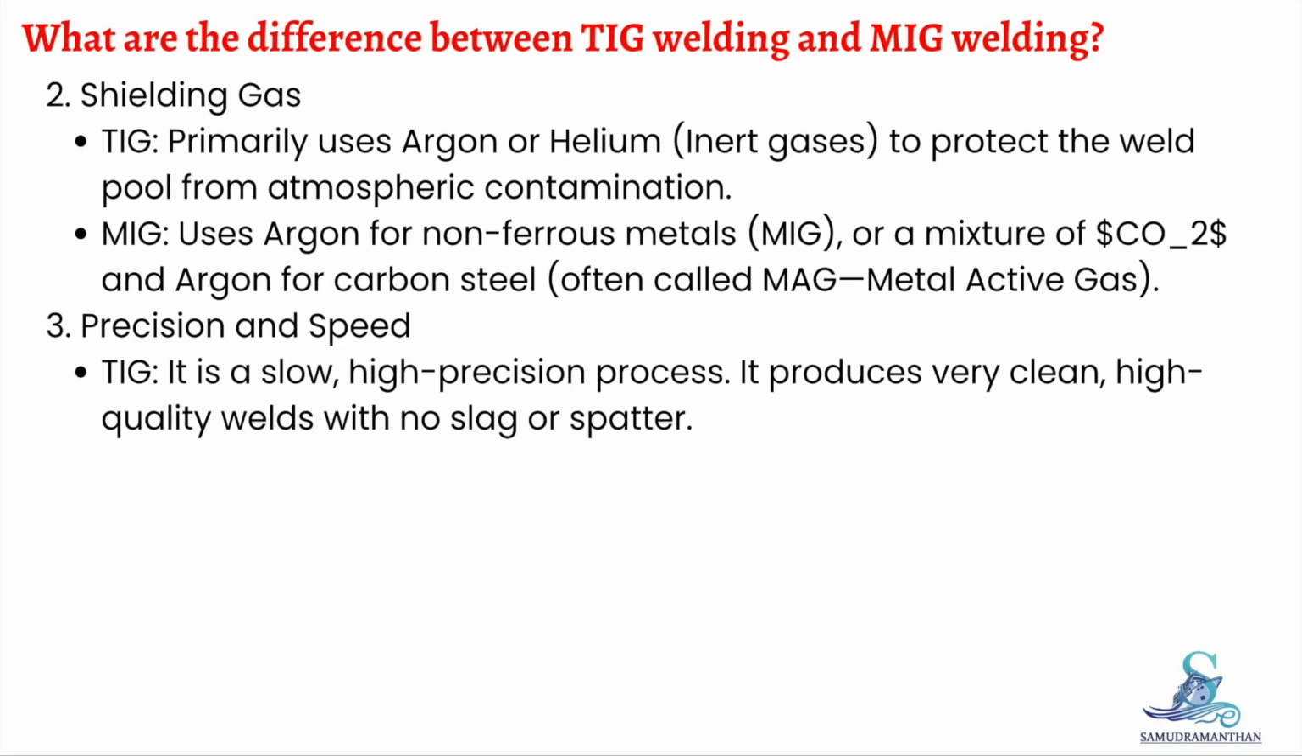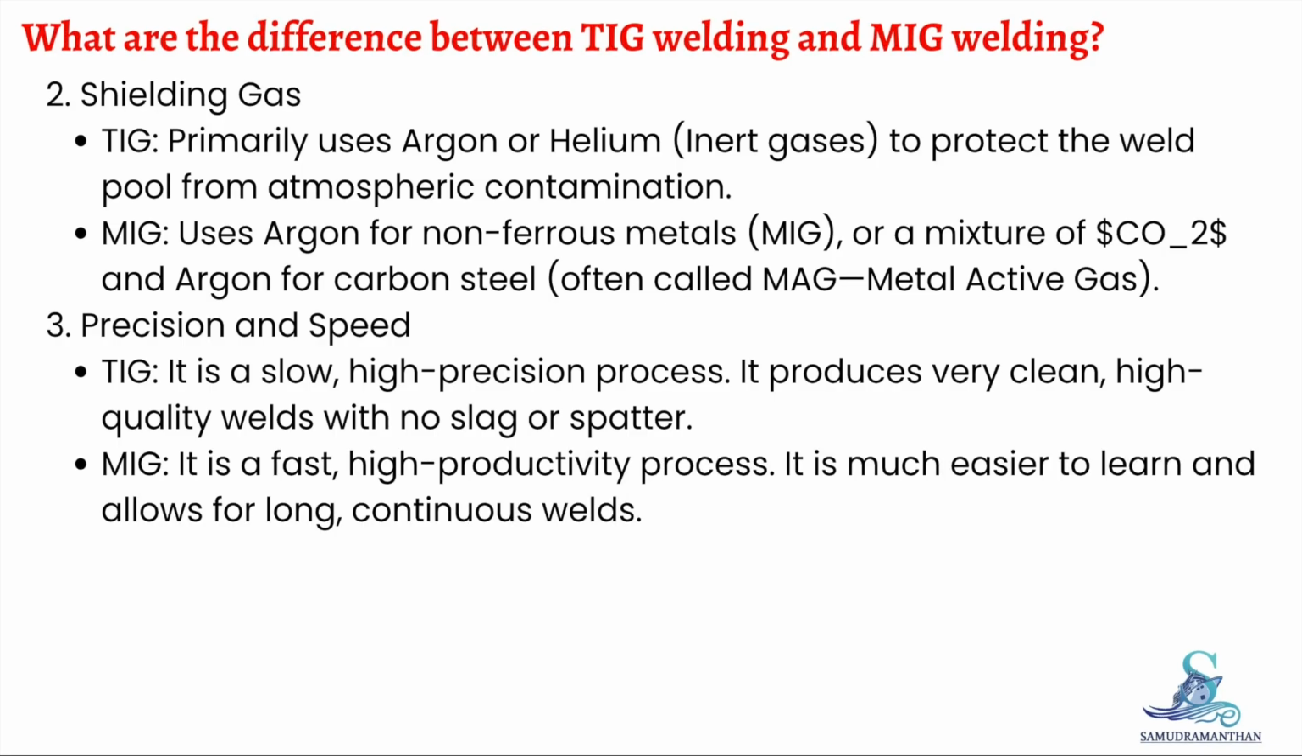Precision and speed. TIG is a slow, high-precision process. It produces very clean, high-quality welds with no slag or spatter. MIG is a fast, high-productivity process. It is much easier to learn and allows for long, continuous welds.